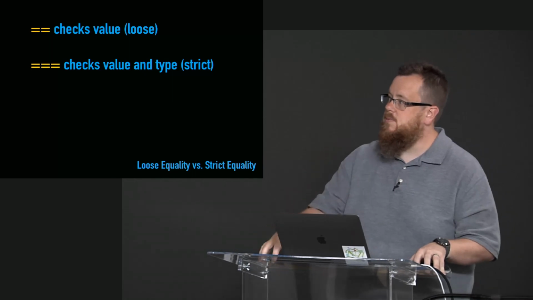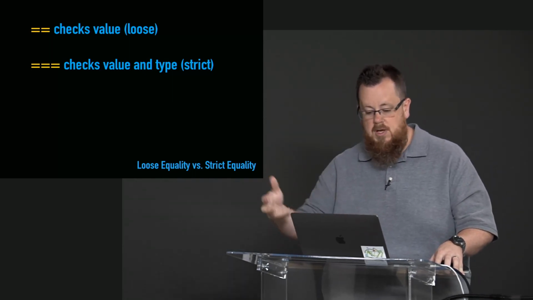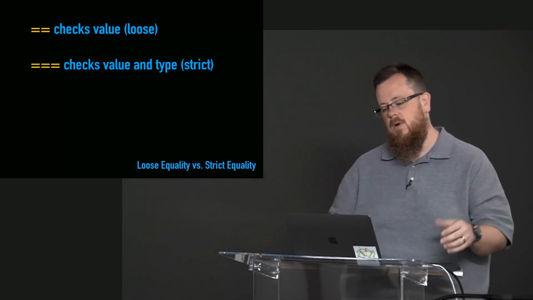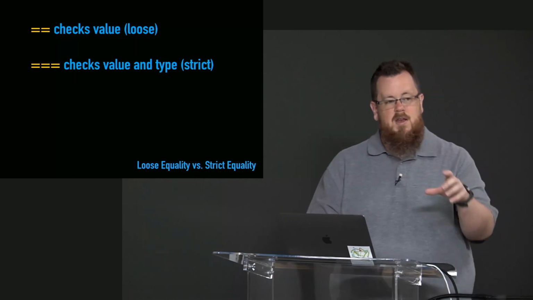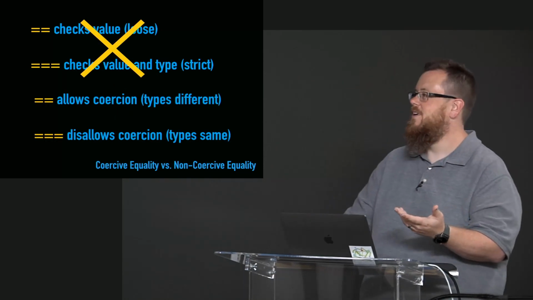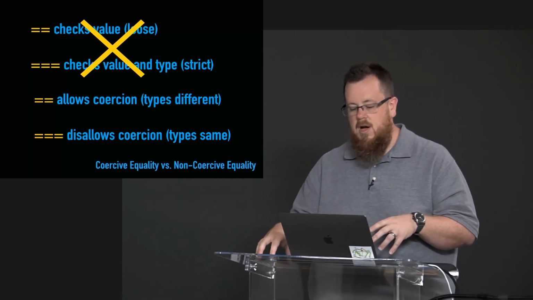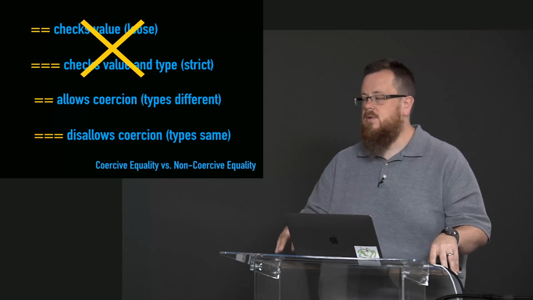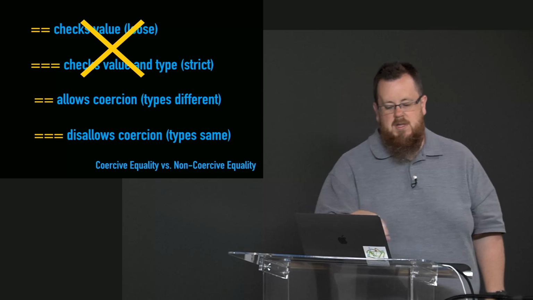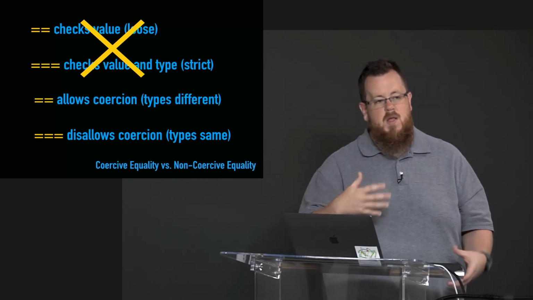The way that's usually explained is that the double equals will check the value loosely, and the triple equals will check the value and the type, and that's called strict equality. It turns out that even though this is what most people say, it's not actually true. The difference between them is whether or not coercion is allowed. Double equals allows coercion when the types are different, and triple equals disallows coercion. And really that means that you can only use triple equals when the types are the same.